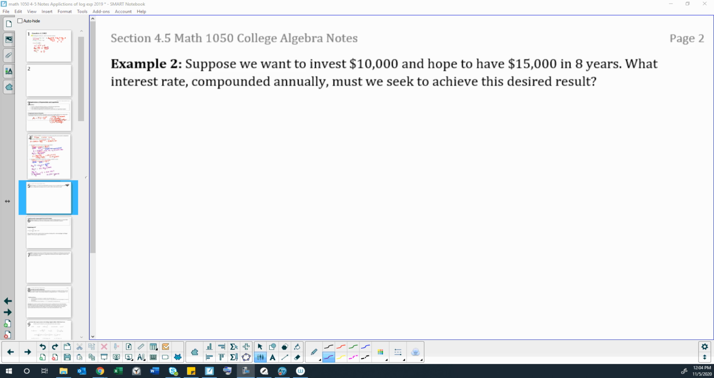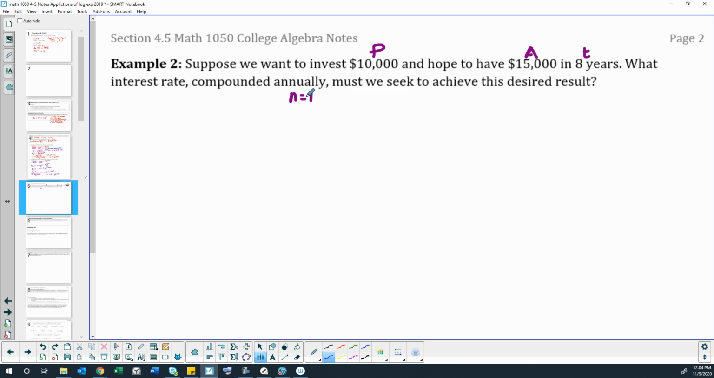Section 4.5, Example 2, Compound Interest. Suppose we want to invest $10,000 and hope to have $15,000 in 8 years. So our principal is $10,000, our amount is $15,000, our time is 8 years. Interest rate compounded annually. So that would mean that not t, but n equals 1 time per year compounding. What must we seek to achieve this desired result?